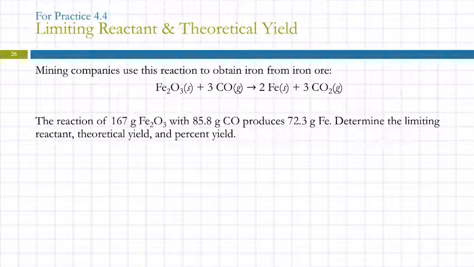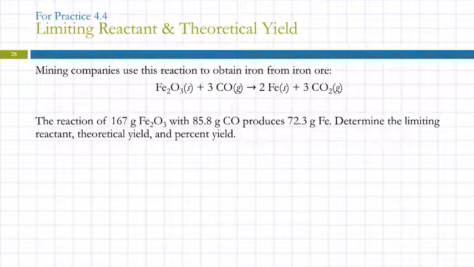Okay. Gotta do this one, then we'll stop. Mining companies use this reaction to obtain iron from iron ore. The reaction of 167 grams of Fe2O3 with 85.8 grams of CO produces 72.3 grams of iron. Determine the limiting reactant, the theoretical yield, and the percent yield.